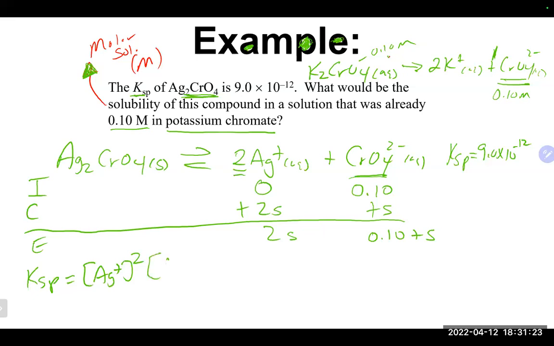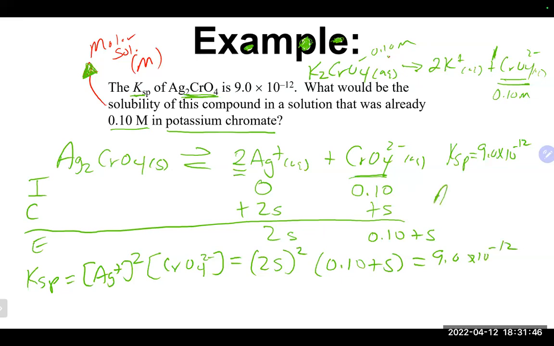And we do need to multiply it by this guy's concentration. Substituting our numbers in there, that gives us a 2s that does need to be squared, and that will give us a 0.1 plus s, and that will equal our 9 times 10 to the -12. Just like we did on the previous problem, I'm going to assume that s is equal to 0. And again, it is really just this s right here. We don't touch, obviously, the other s on there.